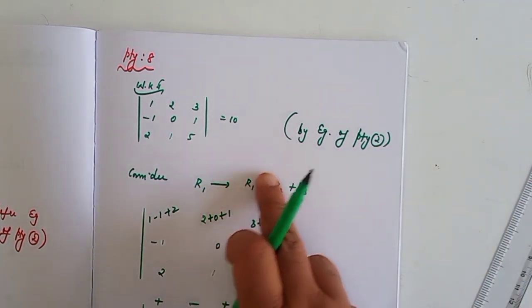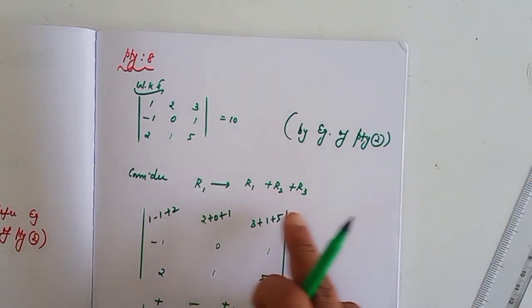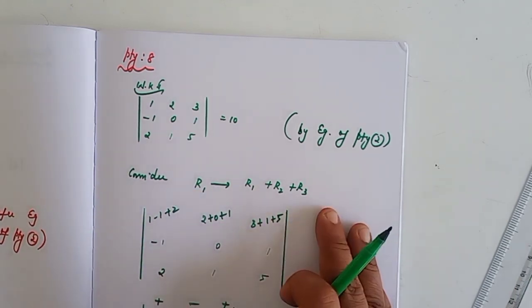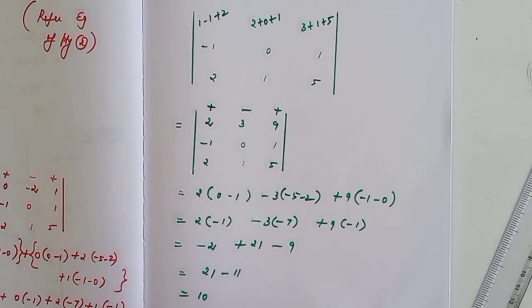This is called the row transformation. Like that you can go for the column transformation. I can change column 1, column 2, column 3 like that. Okay. So it is given in property number 8.